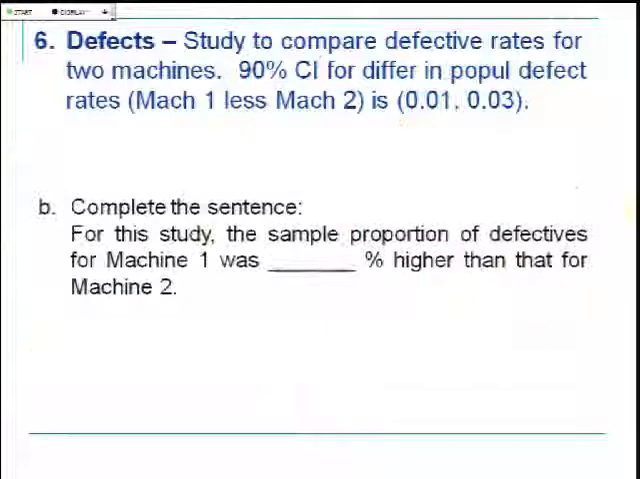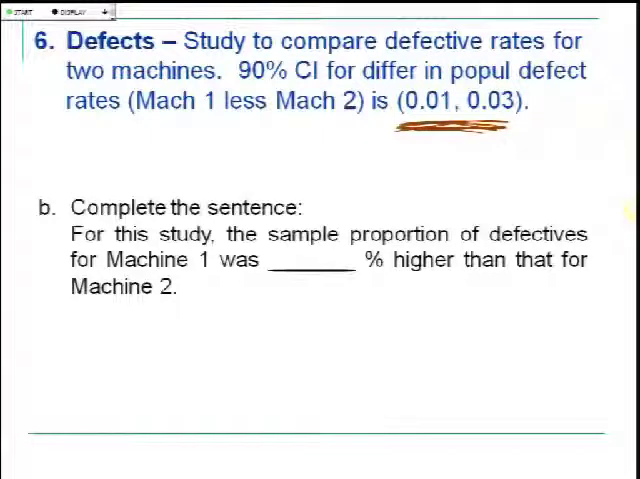And what about this last one? Just want a number to go there. I want to figure out what value will make this correct. The sample proportion of defectives for the first machine was what % higher than that for the second machine? What were the results of the data? What does this interval say right here? That's a range of reasonable values for the difference in the true proportions. I would estimate the first machine to have 1 to 3% higher defectives than machine 2.